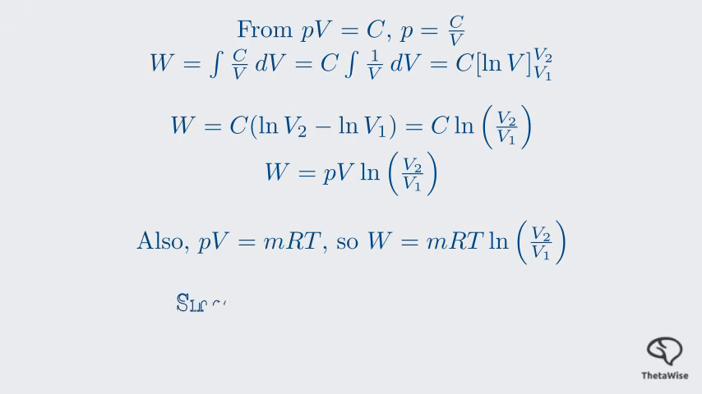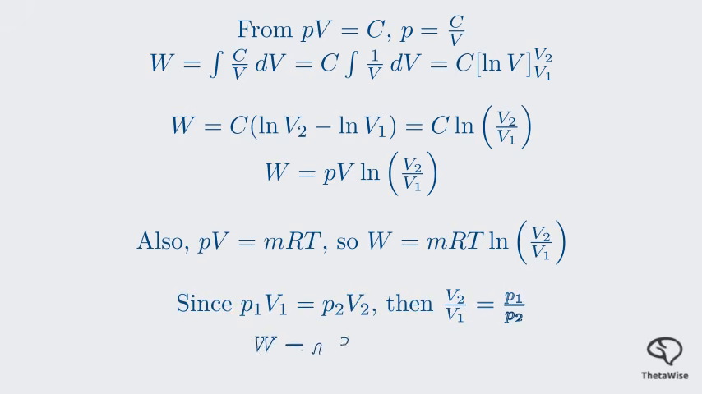Finally, using Boyle's law, P1 V1 equals P2 V2, we can show that V2 over V1 is equal to P1 over P2. This gives us another useful form for work done. W equals mRT times the natural log of P1 over P2.